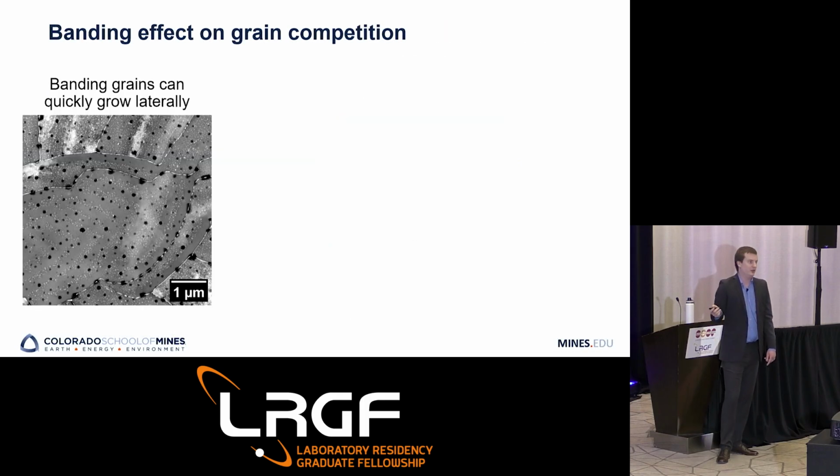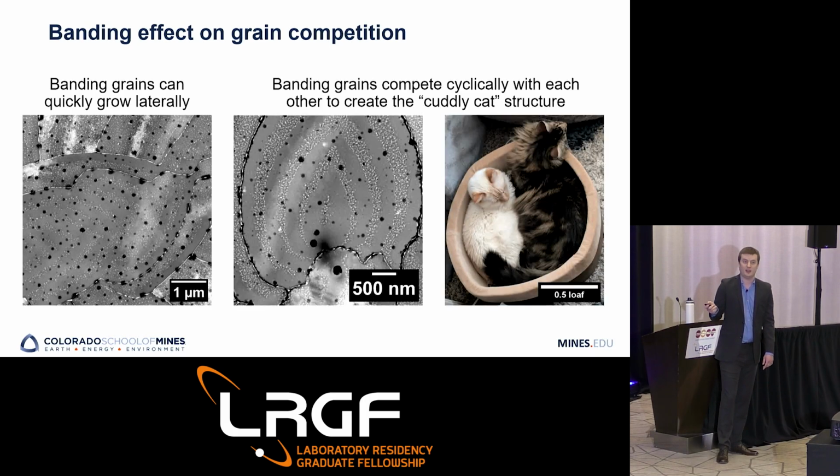And when banding grains compete with each other, we get a very interesting grain boundary structure that alternates back and forth as the grains take turns trying to outcompete each other, while one grain is in a planar growth regime where it can grow very fast, and the other grain is in a partitioning growth regime where it has to grow slower. They go back and forth and form what a responsible person might call a stair-step structure, but I think it looks like cats cuddling.